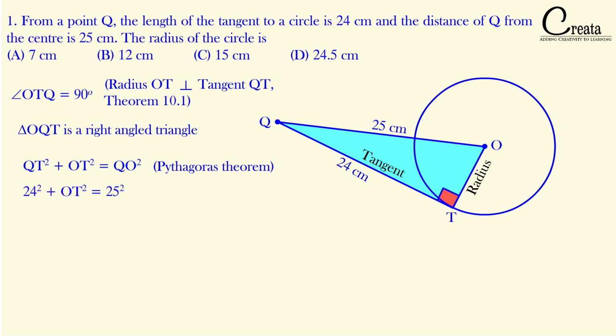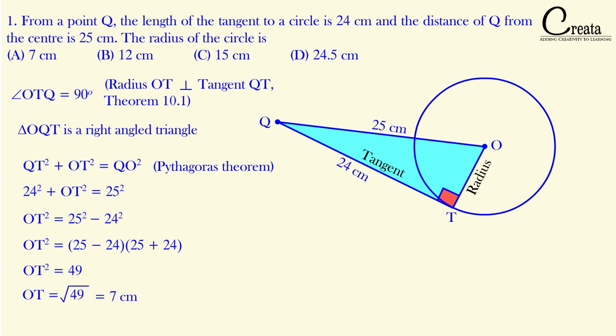Let's apply the Pythagoras. 25 square is equal to 24 square plus OT square. Let's solve it. We got OT square is equal to 49. OT as root of 49, that is 7 cm. The option A is 7 cm. That is the answer. So the fundamental that we have used in solving this question is the theorem number 10.1. That is the angle between the radius and tangent is 90°. That is they are perpendicular to each other. And the second concept we have used is the Pythagoras theorem. So we have done with the question number 1.